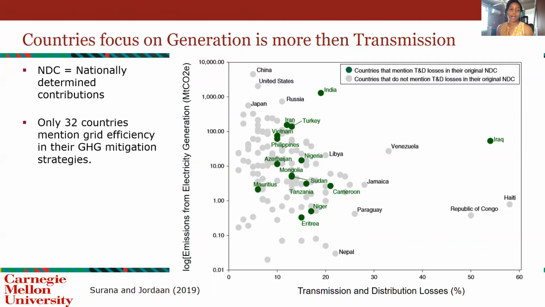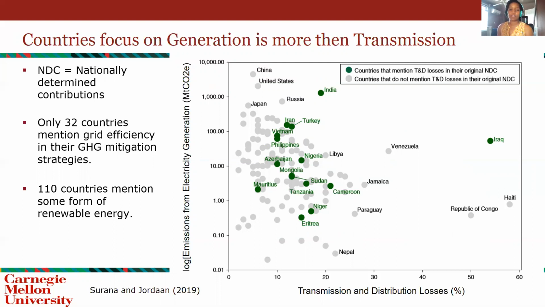When we looked at this, this graph is showing you on the y-axis a log of emissions from electricity generation, and on the x-axis you have the transmission and distribution losses as a percentage of electrical consumption in the country. Green dots are countries that mention their transmission and distribution losses in their original NDCs, and gray dots are countries that do not. If you're looking at the green dots, only 32 countries have mentioned grid efficiency in their climate change mitigation strategies. In contrast to this, we have seen that 110 different countries mention some form of renewable energy. So this highlights that generation is often the focus as opposed to efficiency in transmission and distribution systems.